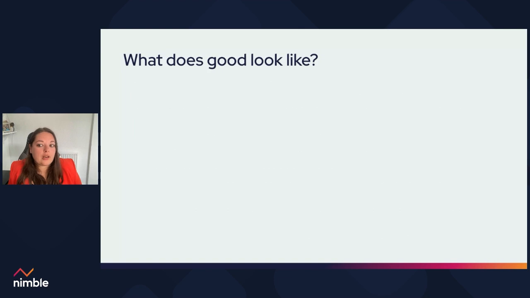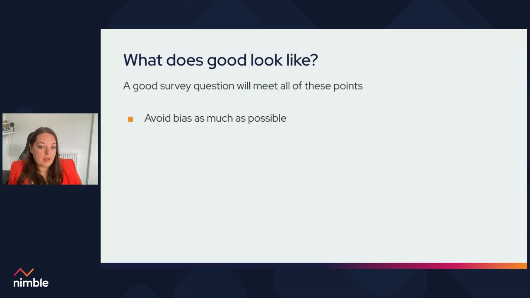So what does good look like? This is what I use when I'm reviewing questions. I make sure they meet each of these things. So it'll meet all of these points. It will avoid bias as much as possible. If you think about a yes/no question, you can follow up, and you're already making that assumption because they've already told you. But you can't ask that kind of question about their experience until you know if they've done it. Otherwise, you're making an assumption.